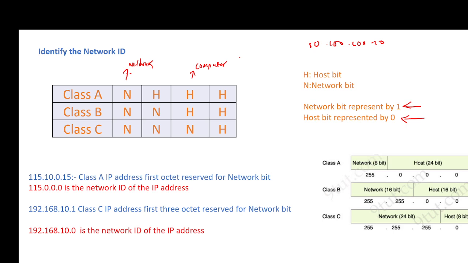Class B, A, sir. Class A, because you have more number of computers there. You need a small number of networks, correct? So that is the reason you will go for the first option.